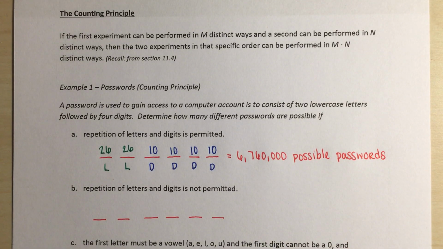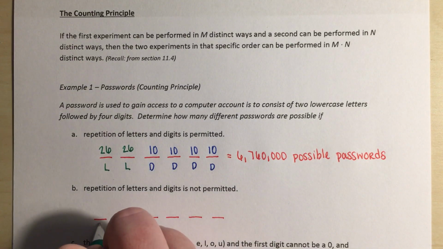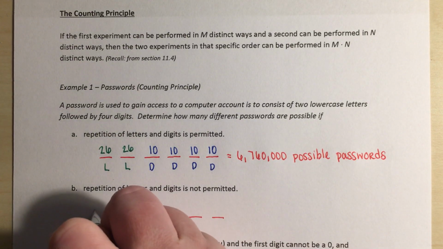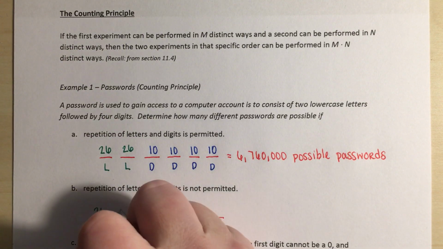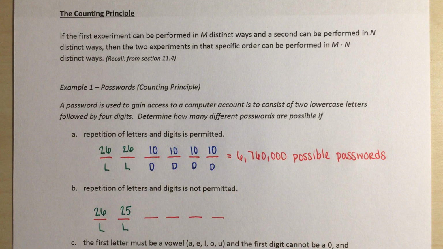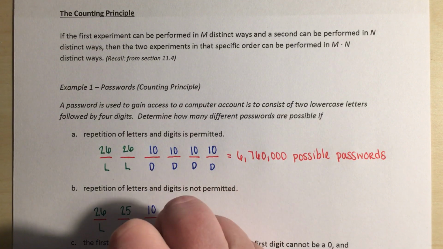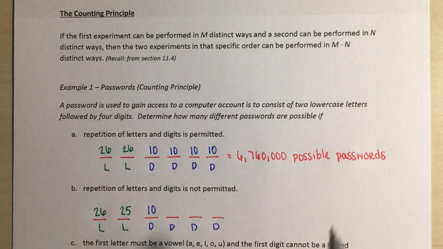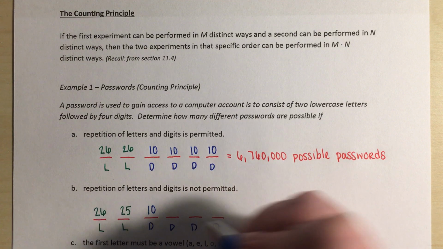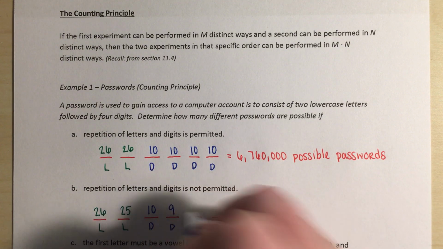All right, now the only difference between A and B is that in B, repetition is not permitted. So we're going to start with our letters. We still have 26 letters to choose from for the first letter of our password. But then for the next one, we're only going to have 25 because whatever letter we picked for the first one, we can't use again. So we're keeping that letter out. We only have 25. For our digits, we have 10 for our first one, because we can use any of our 10 digits, 0 through 9. But whatever we use the first time, we can't use the second time. So then we have 9.